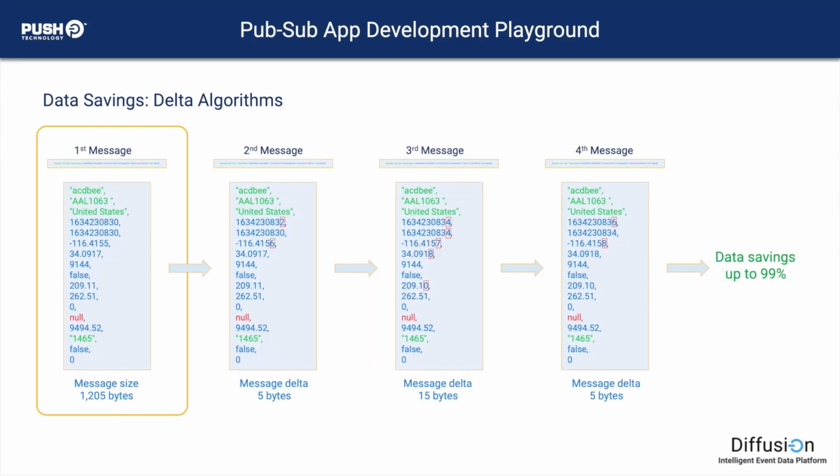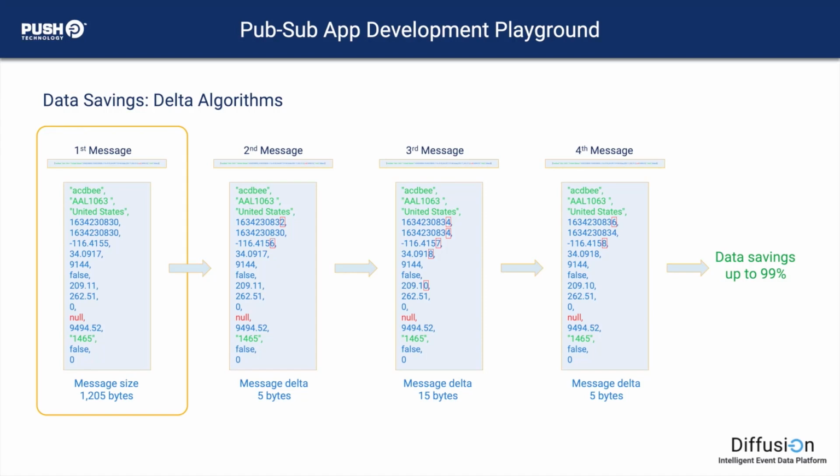As soon as we add our SDK libraries in the data producer, what Diffusion can do, in a very intelligent way, is detect any changes between subsequent messages and only send the delta of the message to Diffusion and, of course, to the subscribers. That allows data savings of up to 99% compared with not using Diffusion to publish or subscribe to that data.